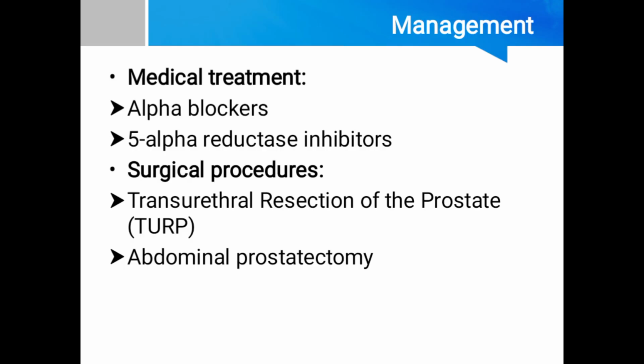For medical treatment, we give an alpha blocker, which can relieve the obstruction, and a 5-alpha reductase inhibitor, or a surgical procedure if the hyperplasia is very abundant, through transurethral resection of the prostate, which is done through urethroscopy, okay? Or abdominal prostatectomy.